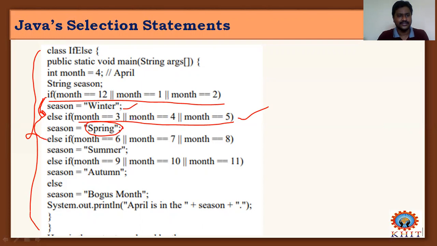If it is not the case, then we again use this nested else if ladder. Here it gives 6, 7, 8, that is a summer month, or else if case here, or else if case here. So like this we can use this if else ladder to indicate the season of the month, either winter, spring, summer, or autumn, like that.